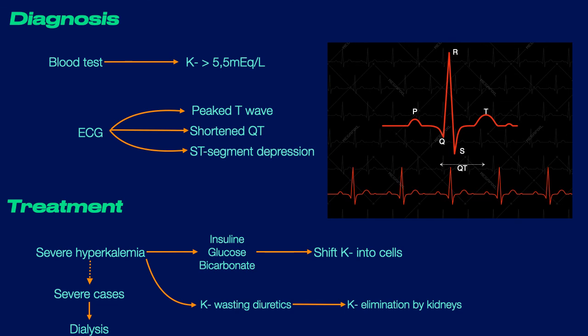Severe hyperkalemia is life-threatening. Okay, have this very clear. So the target is to reduce blood potassium levels immediately by pushing it into the cells with the help of insulin, glucose, and sodium bicarbonate, as well as using potassium-wasting diuretics to promote potassium elimination in the kidneys. And in severe cases, you can even decide to do dialysis. So in dialysis, the blood goes through a machine that may clean up potassium very efficiently.